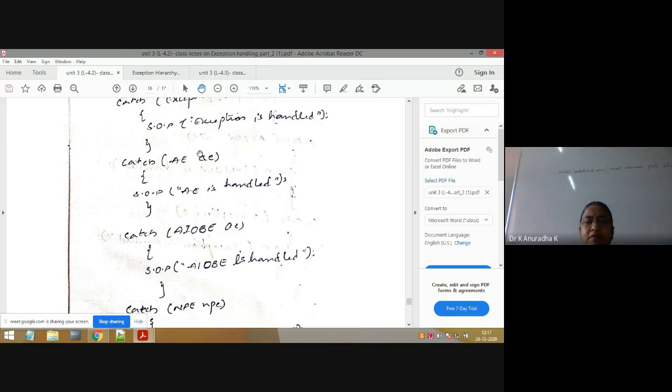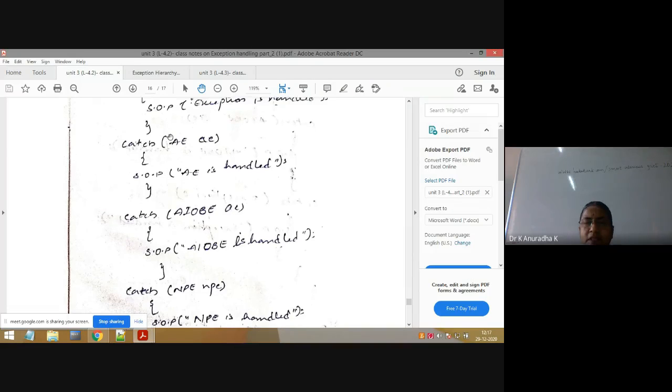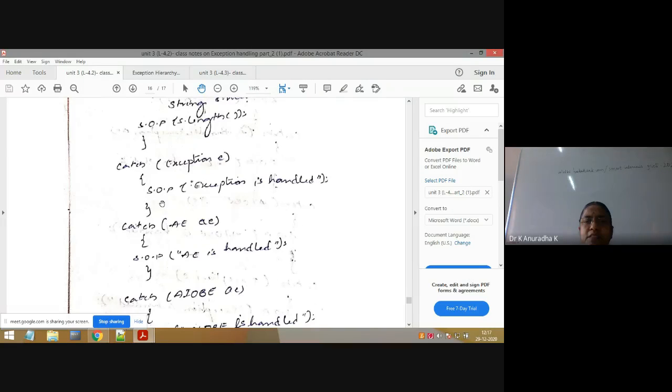Okay, so the JVM will never reach, will never execute, and will never check the remaining catch blocks. Always, for any checked or unchecked exception, this is the matching catch block. That is the drawback of this program.